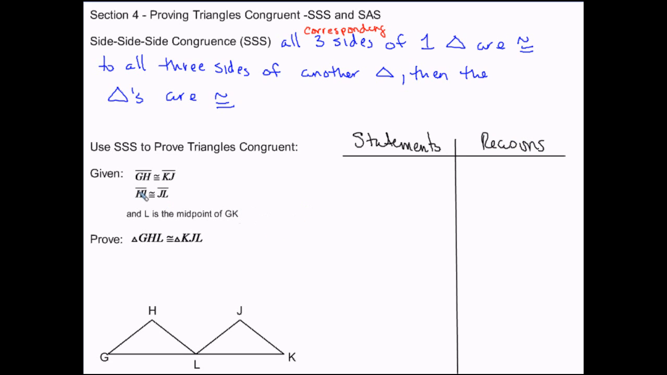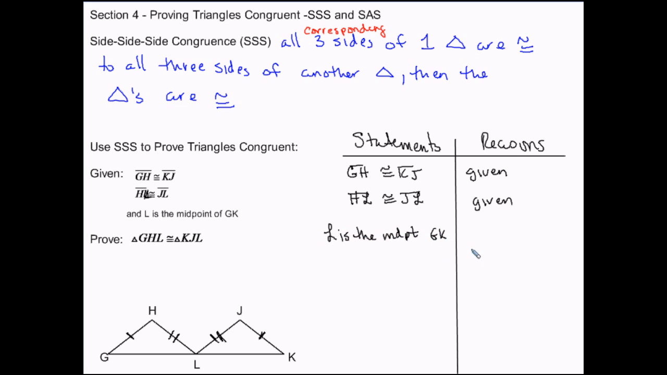Okay. And we are given that GH is congruent to KJ. And I'm going to label that GH and KJ. Okay, so that's one set of sides. And then we're given that HL, that's supposed to be an L, HL is congruent to JL. That's this set of sides. And then L is the midpoint of GK.